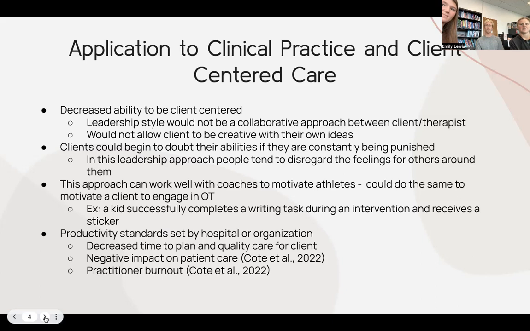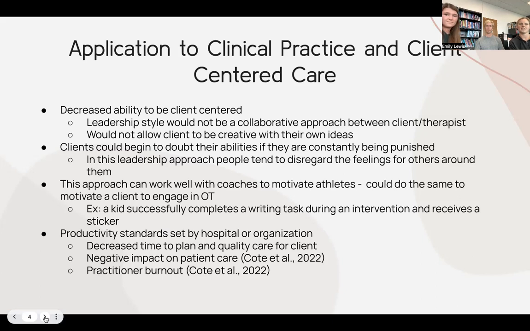Also, applying transactional leadership to clinical practice, it connects to productivity standards. These are standards set in place for employees of a healthcare organization to meet, which are typically very high. High productivity standards can lead to practitioners having decreased time to plan, which then leads to lower quality care for the client.